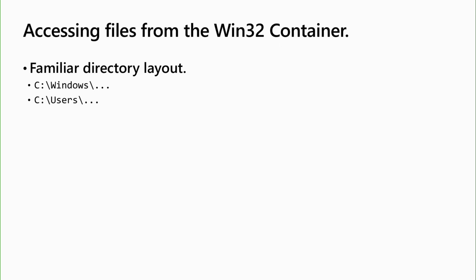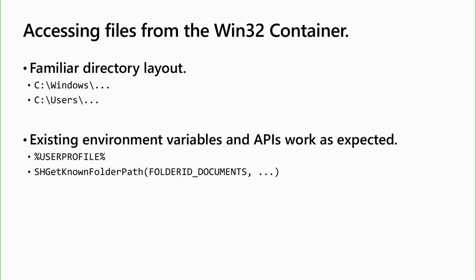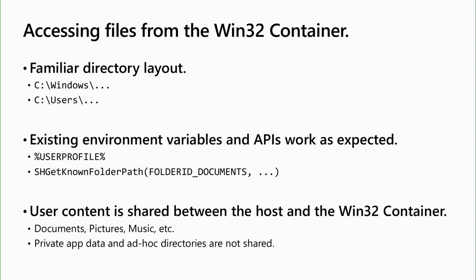So first, let's talk about files. So inside the Win32 container, remember, it's a highly compatible environment meant to look like a desktop operating system. So there's a familiar directory layout in the container. There's a Windows directory, there's a user directory, there's a program files directory, etc. So any application that expects to see those directories will see them just fine in the Win32 container. Similarly, if you have application code that tries to evaluate environment variables like windir or user profile, or it uses shell functions like SHGetKnownFolderPath, they all work correctly, they all give you the right answers to maintain compatibility with existing application code.